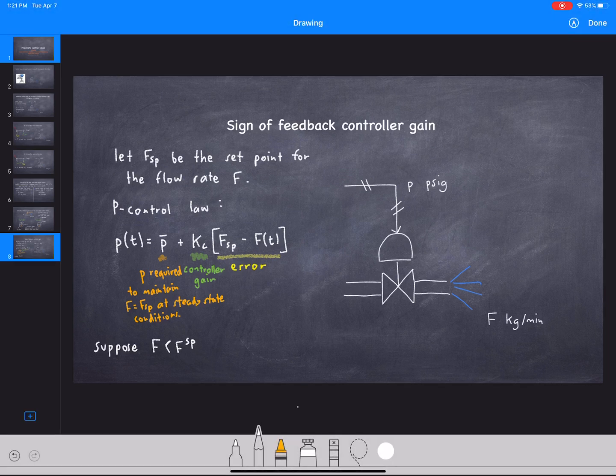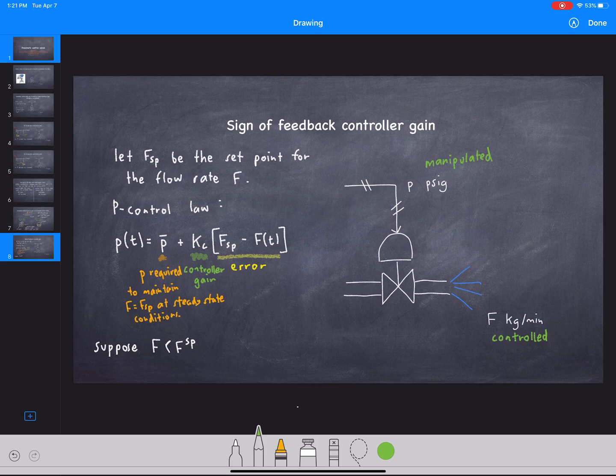So let's say that F is our controlled variable, this flow right here. And let FSP be the set point for the flow rate F. And in order to maintain the set point, what we'll do is adjust this, okay? So this is going to be your controlled variable. And this is your manipulated variable. So the feedback control law will specify the manipulated variable in terms of the control variable. And indeed, this is your first P control law.